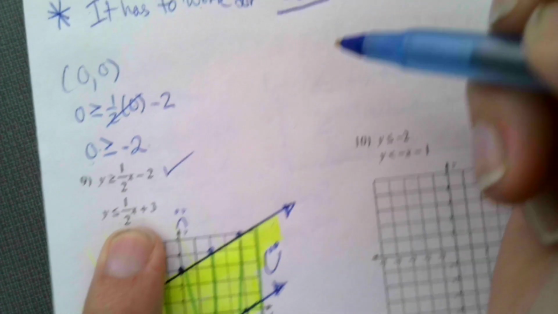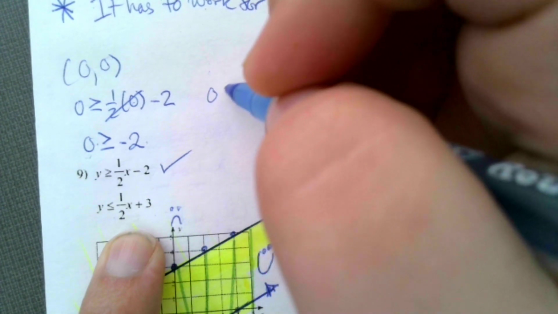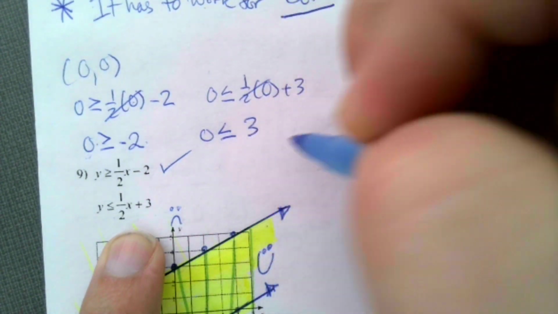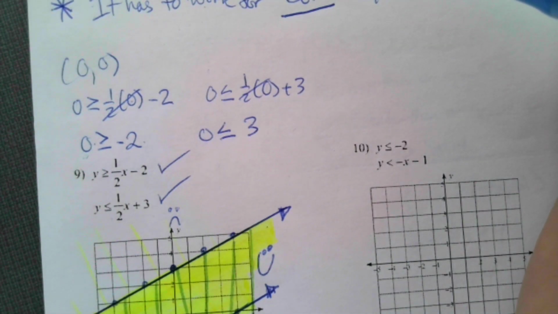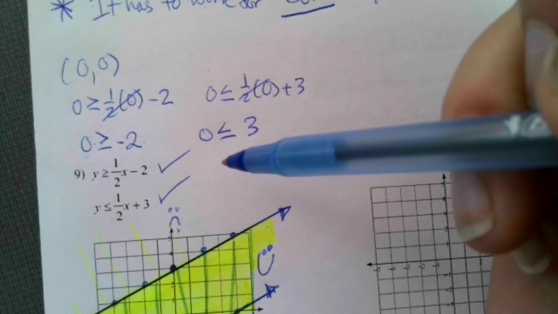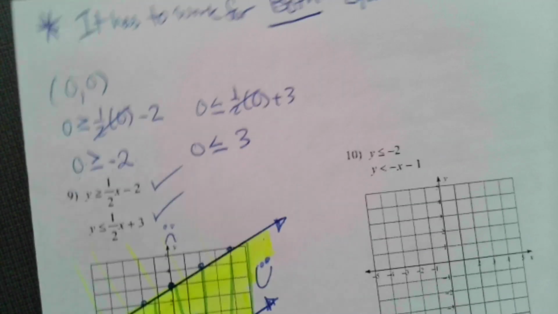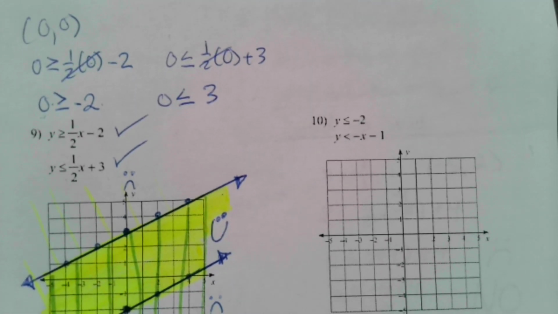We then have to check it in the second equation to make sure it works for that one too. So I would go 0, 0 plus 3. Is 0 less than 3? Yes. So it works for both equations. Does that make sense? So it's the same thing we did for the first 4 examples. You just have to do it twice because you're checking for a system. Does that make sense? Do you need me to pause for a second so you can write it all down? Okay.